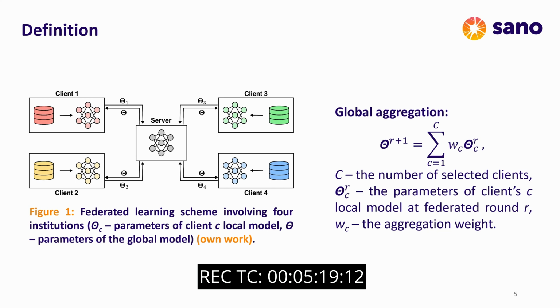In contrast to traditional machine learning methods that collect the data from different institutions on a single server, federated learning transfers only the parameters of locally trained models to generate the global model through aggregation.